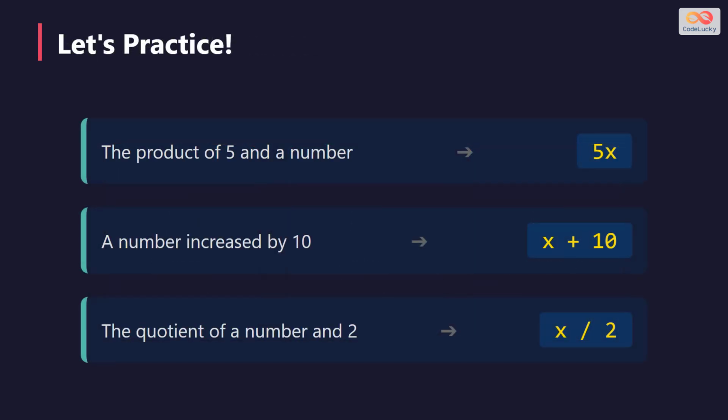Let's try some quick translations. The product of 5 and a number becomes 5x, a number increased by 10 becomes x plus 10. And the quotient of a number and 2 becomes x divided by 2.